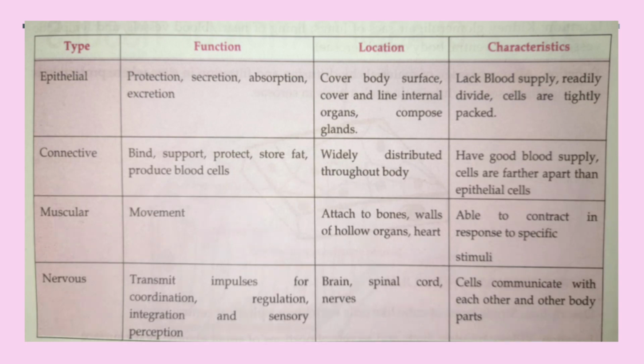So the conclusion of this chart is that epithelial tissue lines the surfaces. Connective tissue involves hard connective tissue and fluid connective tissue: fluid connective tissue like blood, hard connective tissue like bone. Muscular tissue involves three different types of muscles: skeletal, cardiac and smooth muscles, each having its own basic function. Nervous tissue is basically involved in the transmission of nerve impulses through the nerve cells. We can call them neurons.